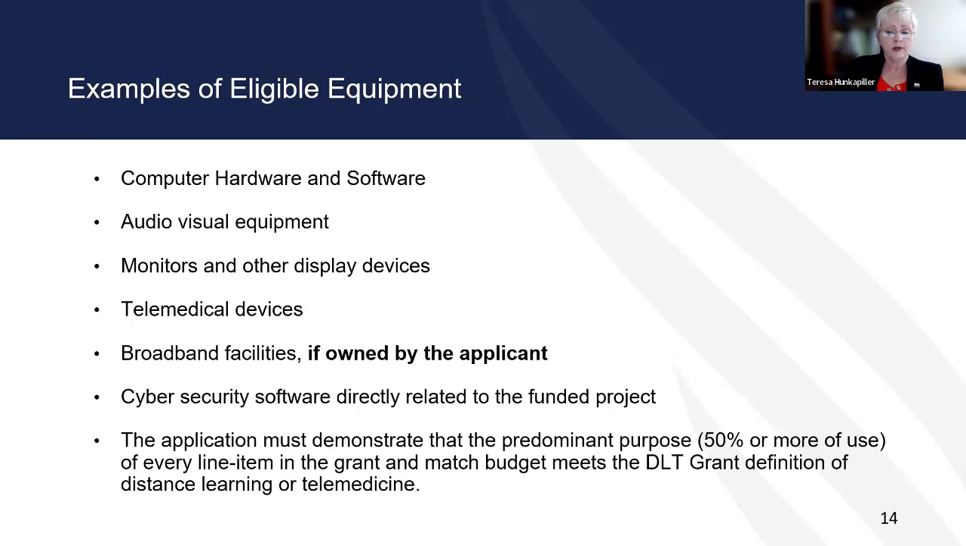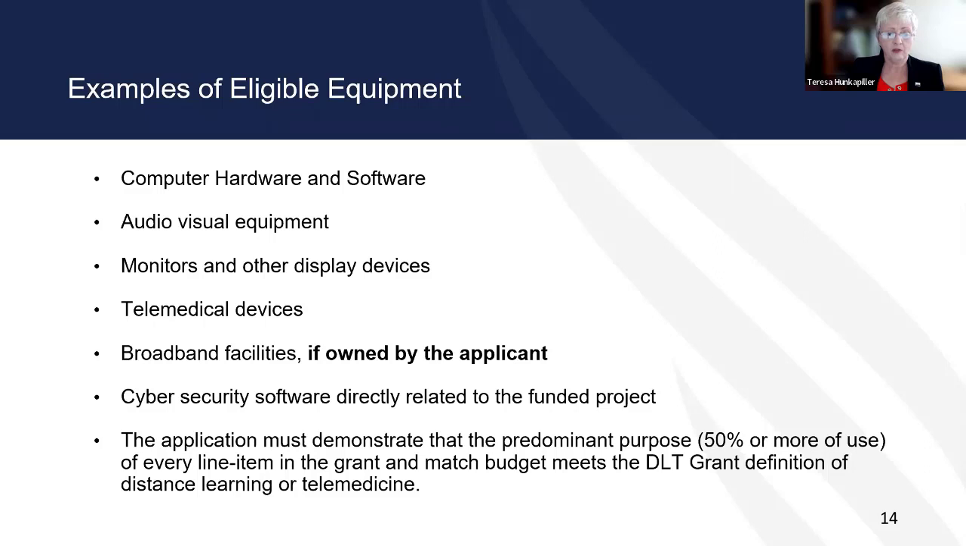Examples of eligible equipment are computer hardware and software, visual equipment, monitors, the things that we standardly consider. Plus, of course, I mentioned that we've added cybersecurity. The equipment that you include in this must have the predominant purpose of this DLT project, and it cannot be something that is just general in use.